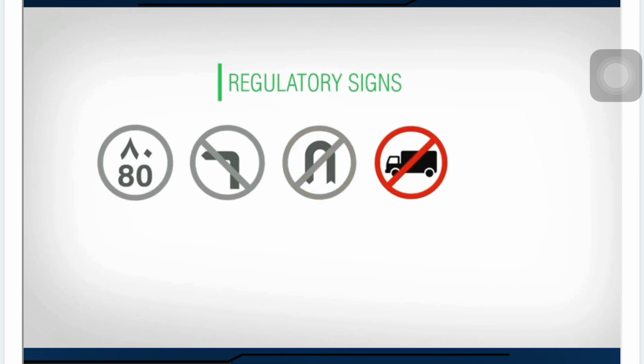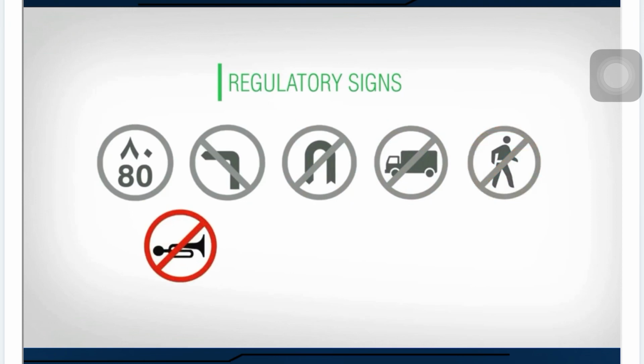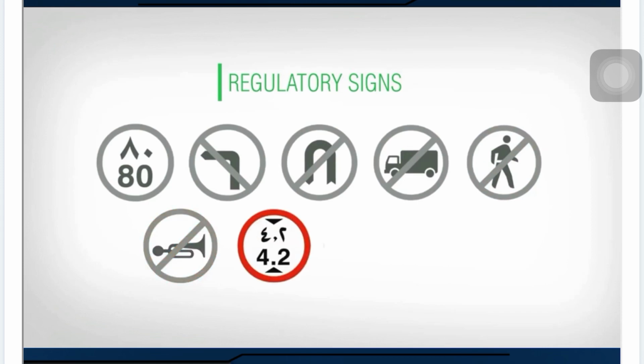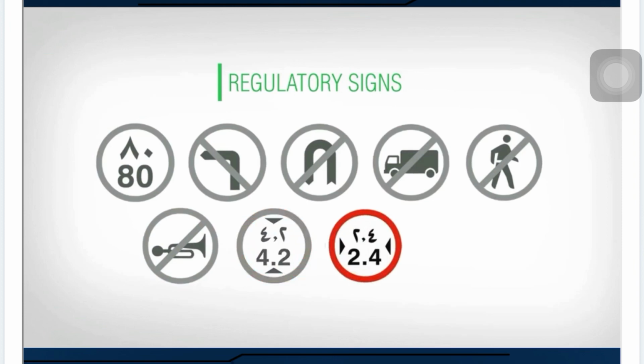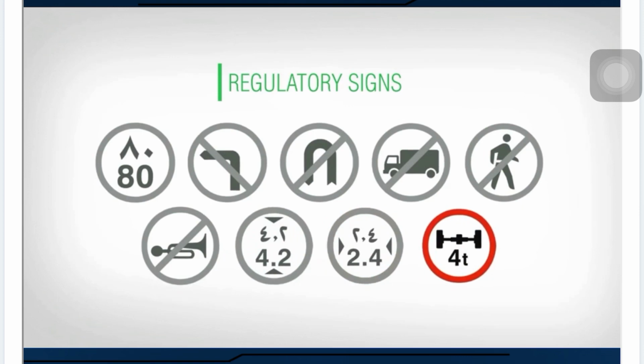No goods vehicles allowed. No pedestrians. No horn. You cannot hoot while driving past this sign. Height limit. Cars taller than the shown value cannot proceed. Width limit. This indicates that the road is narrow and caution should be used. Weight restriction. Any vehicle weighing more than the indicated amount cannot drive on these roads.